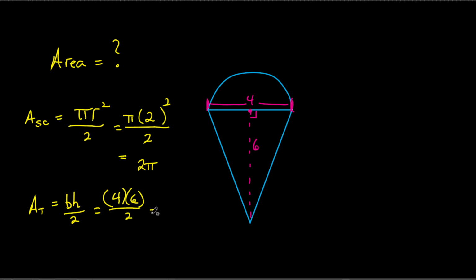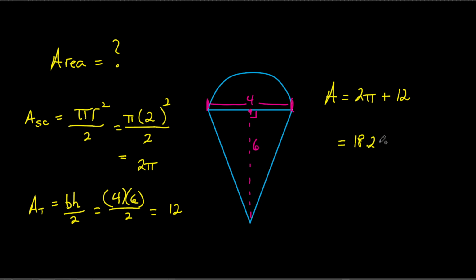Why am I dividing by 2? Because it's a triangle. So 6 times 4 is 24. Let's do it in our head. 24 divided by 2 is 12. So the area of the whole entire thing is 2 pi plus what? 12. And then you can throw that in your calculator. All right, throw it in the calculator and you get like 18.28.